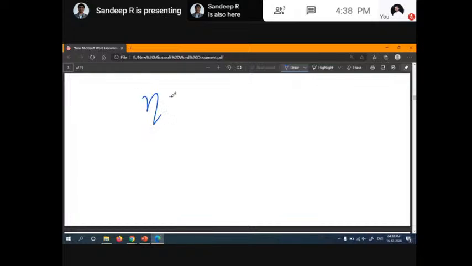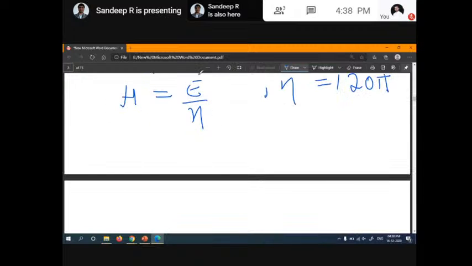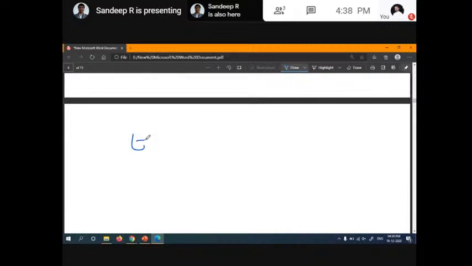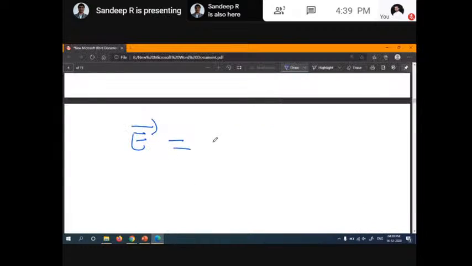The intrinsic impedance eta is given by E by H, so H is equal to E by eta. Since it is free space, you can consider the value of eta as 120 pi. Now we have to write the expression for E. Vector E is equal to 2ax plus 3ay e power minus j beta x.